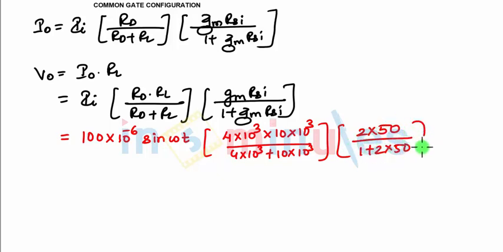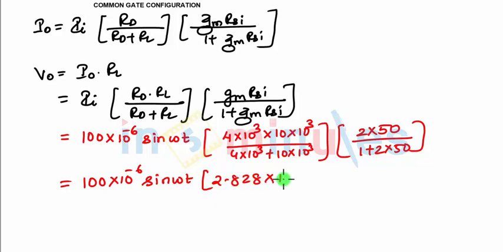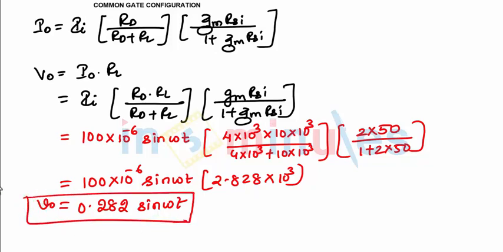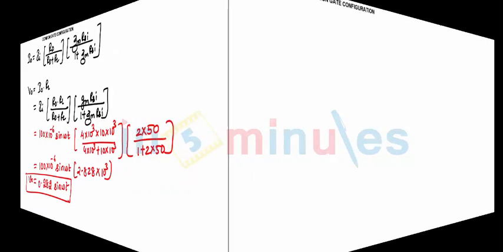So this will give you 100 into 10 raised to minus 6 sine omega t into 2.828 into 10 raised to 3. So this will give you 0.282 sine omega t. This is your final output voltage which is asked in the question. So the problem asked to find the voltage, not the voltage gain. Now we are left with only the input and output resistance. We can find the input and output resistance.